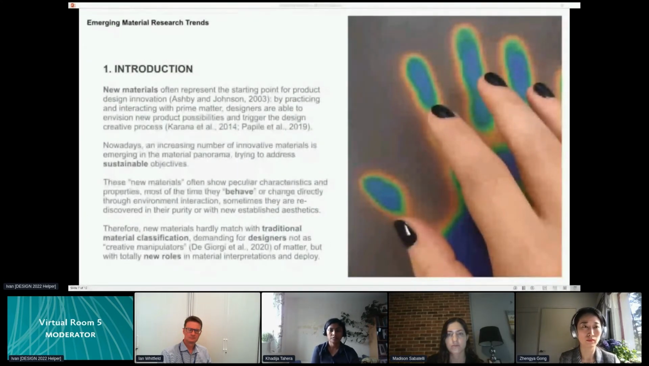By practicing and interacting with prime matter, designers are able to envision new product possibilities and trigger the design creative process. Since the number of innovative materials trying to address the sustainable objectives is increasing rapidly, we are assisting a phenomenon of misleading definition of innovative material classes. These new materials often show peculiar characteristics and properties, and most of the time they behave or change in direct correlation with their environment, and sometimes they are rediscovered in their purity or with new established aesthetics.